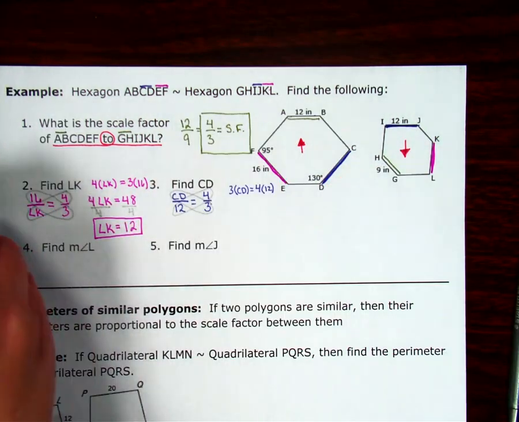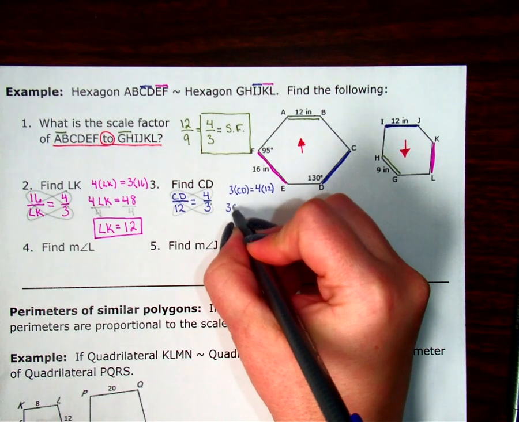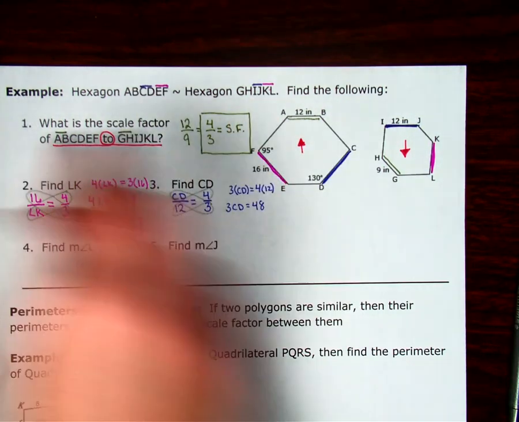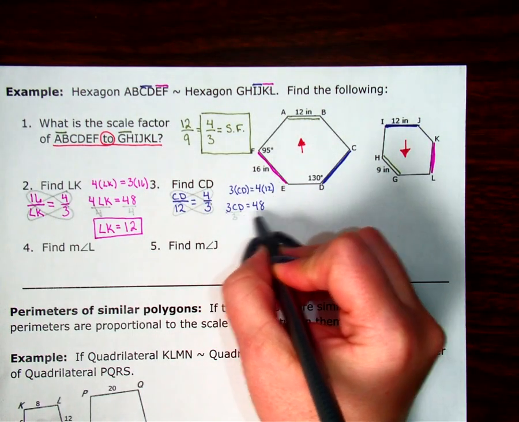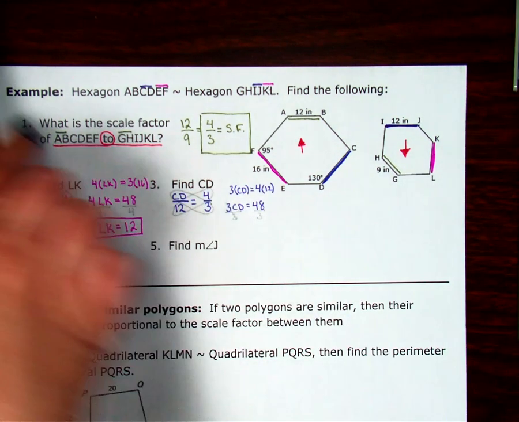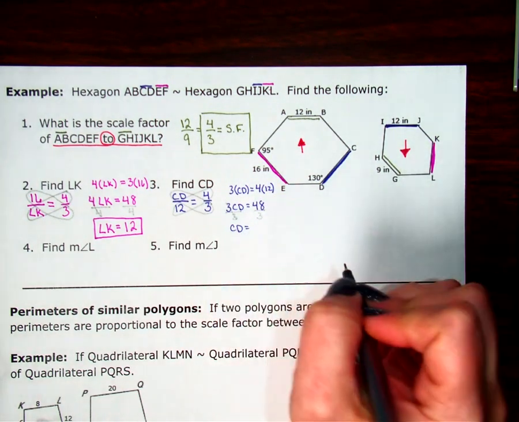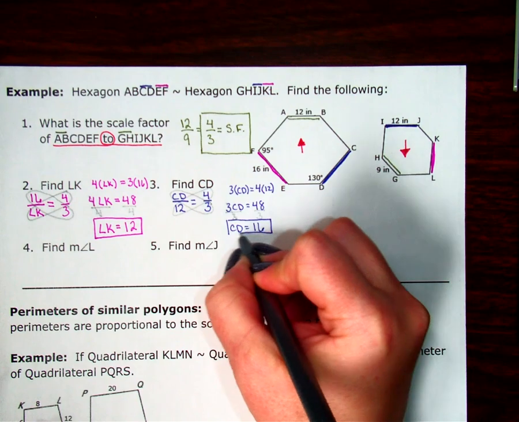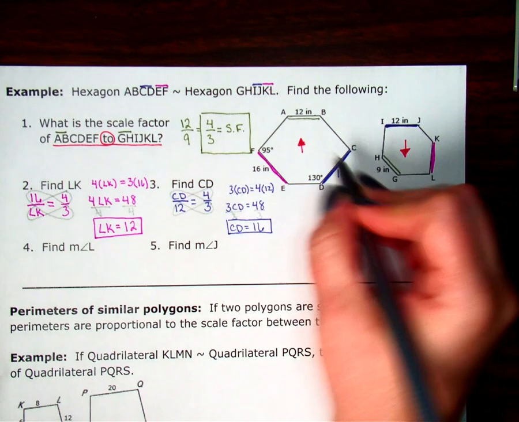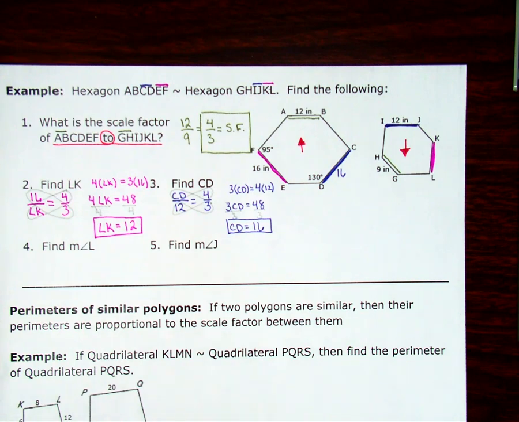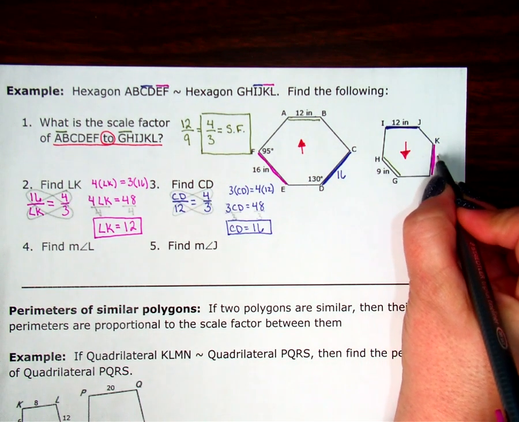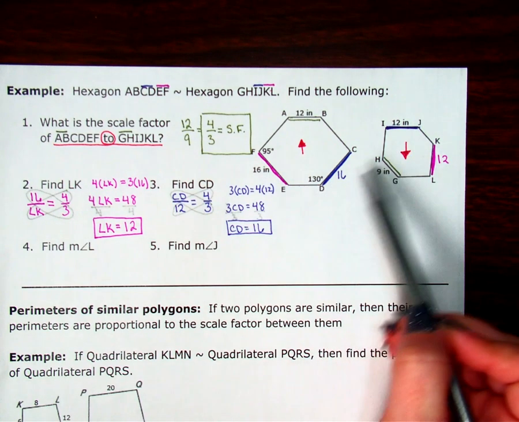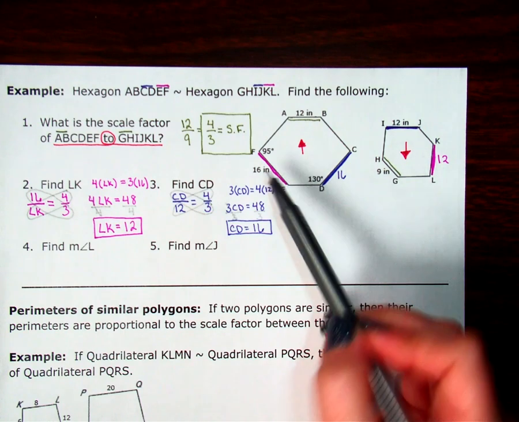So 3 times CD equals 4 times 12. I got a 48 again. Divide both sides by 3. And CD equals 48 divided by 3 is 16. So CD equals 16. And if I wanted to just label in my pictures, LK was 12, which makes sense, right? 12 and 12, 16 and 16, right? My blue and my pink were both 12, my blue and my pink were both 16. So that kind of makes sense.